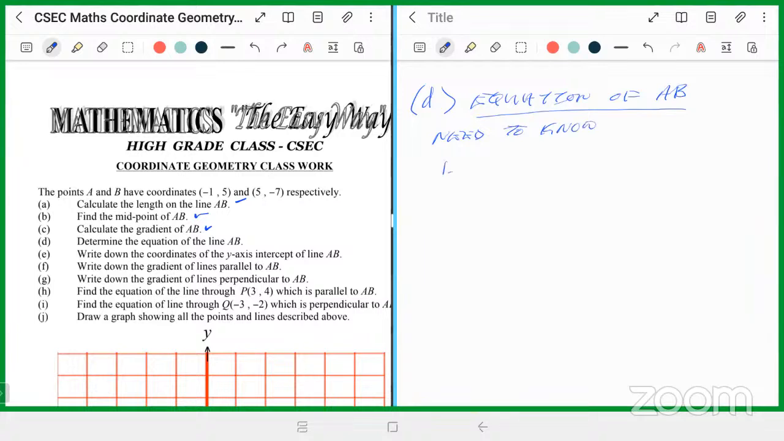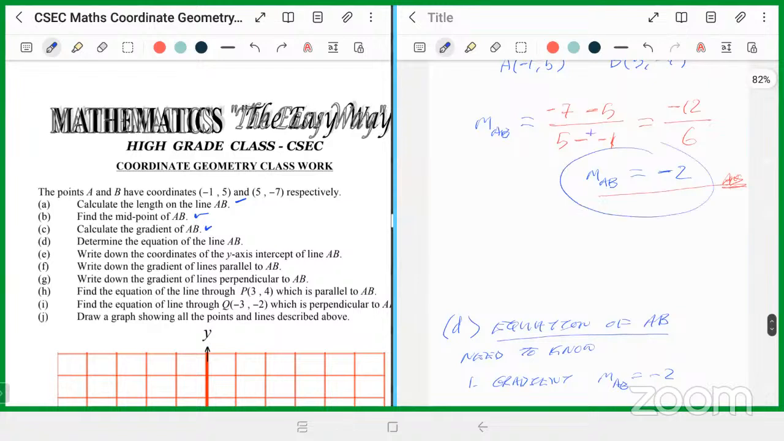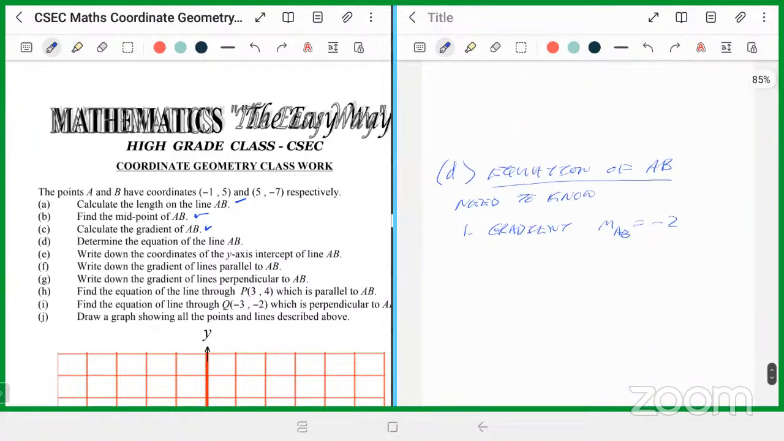One, we need to know the gradient, which we have. The gradient of AB, we just worked it out a while ago. It's a -2 right here. So we need to have a gradient. The next thing we need to get the equation is a known point. A known point means that you know the values on the point, the coordinates, x and y value. You need a known point.